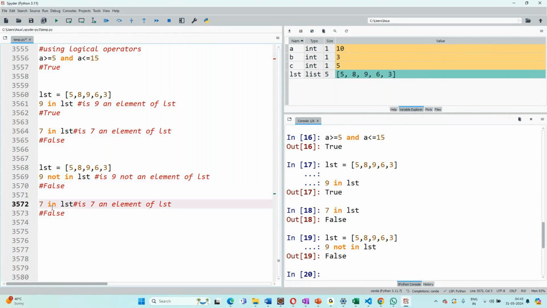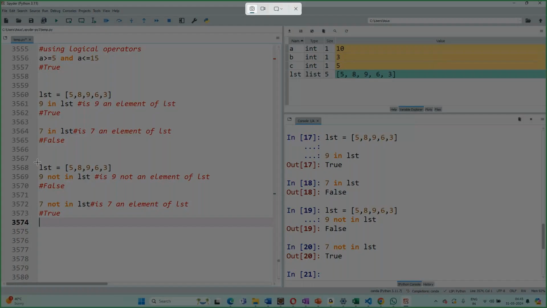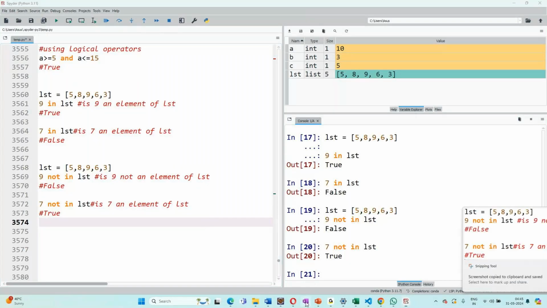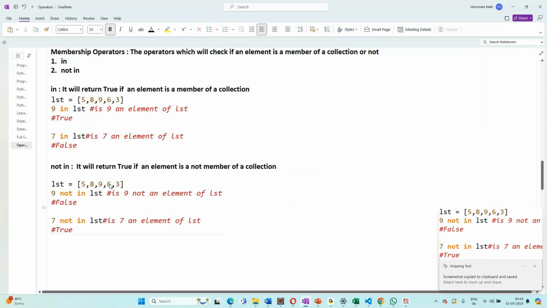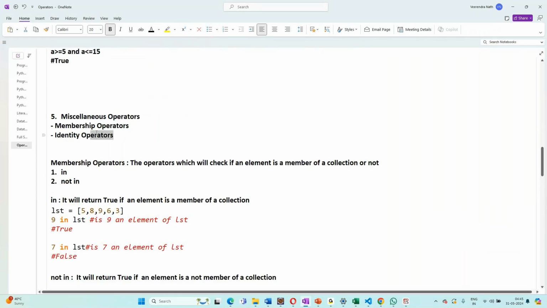Same thing: 7 not in LSD. So you are saying it is true. Why? Because it is not a member. So in this way, you are going for the in and not in. These are membership operators. Membership operators, and then we will talk about the identity operators.